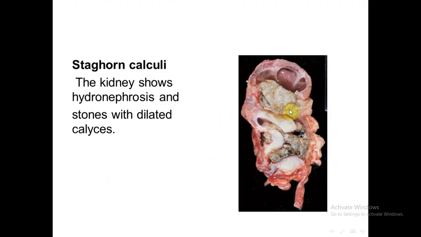This is a staghorn stone, which takes the shape of the renal pelvis, and it is associated with hydronephrosis, where we have cystic dilation of the renal calyces.